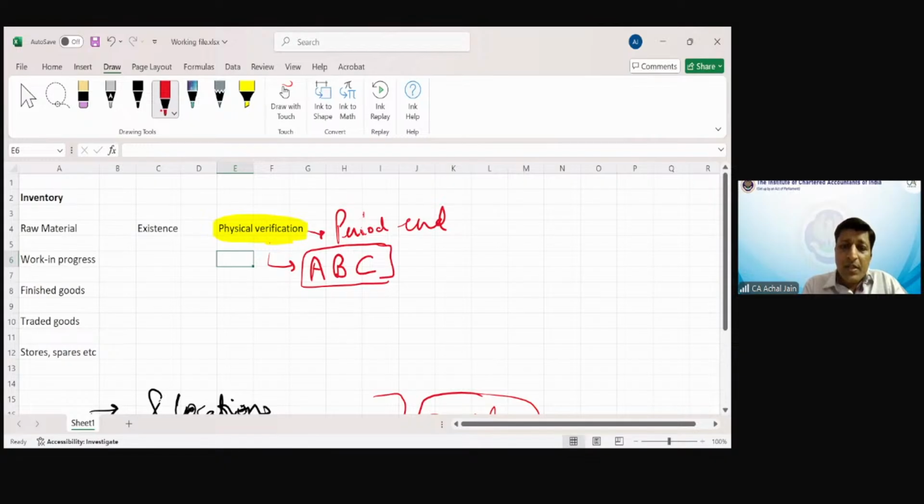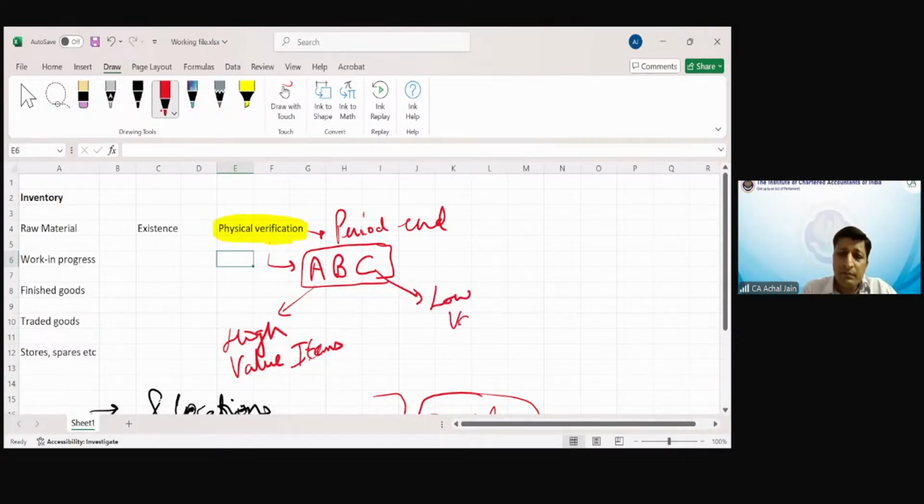ABC analysis. This is what you call ABC analysis. Now, what do you mean by ABC analysis? A would mean high value items. C would mean low value items. And B would be those which are somewhere in between, neither high value nor low value. Let me just call it average in terms of valuation, or you can say medium category.